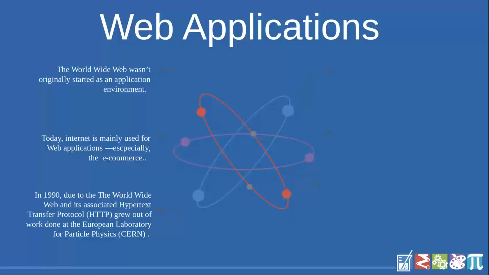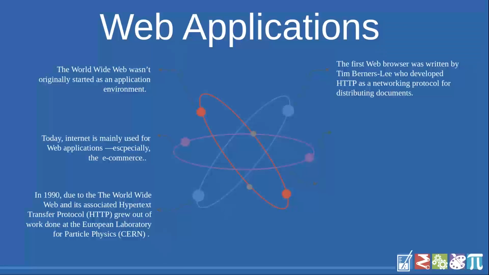And in 1990, the World Wide Web and its associated hypertext transfer protocol, that is HTTP, grew out of work done at the European Laboratories for Particle Physics, CERN. The first World Wide Web browser was written by Tim Berners-Lee, who developed HTTP as a networking protocol for distributing documents.